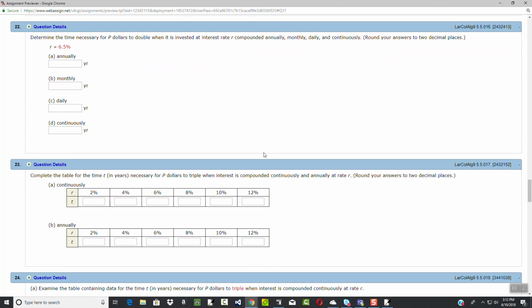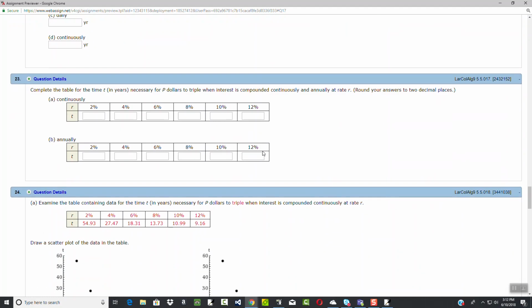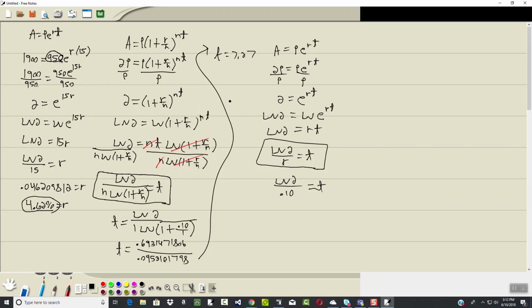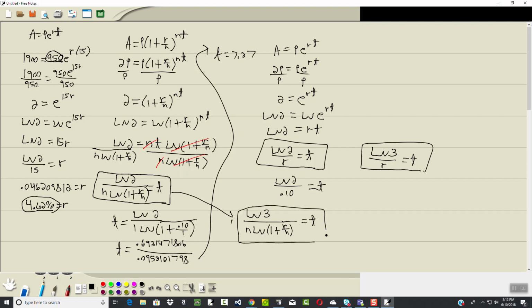Let me see, 23. The tripling. Okay. Well, what it's talking about with the tripling is for the tripling formula, this one would be natural log of 3 divided by r. So that's your tripling formula. For this one, your tripling formula would be natural log of 3 divided by n, natural log of 1 plus r over n equals t. So those would be our formulas for the tripling.